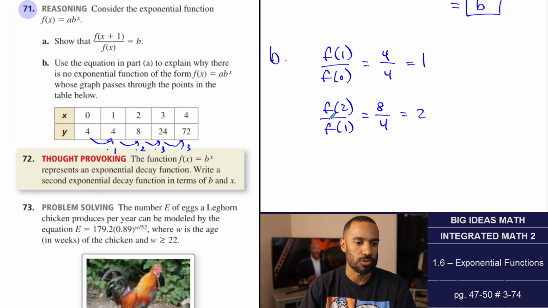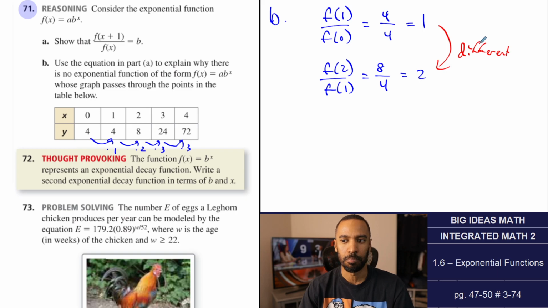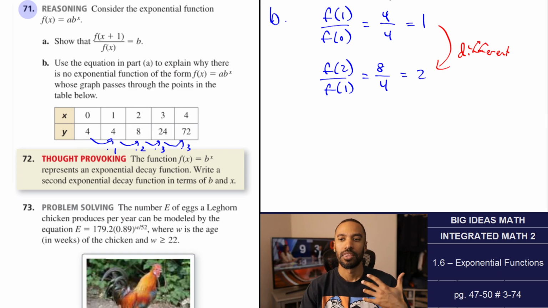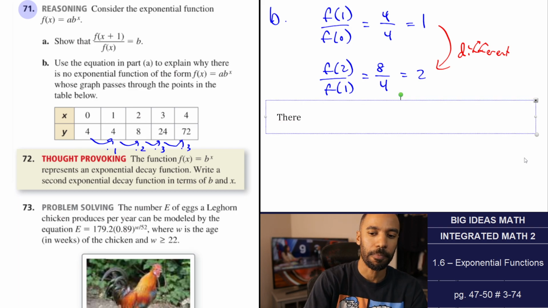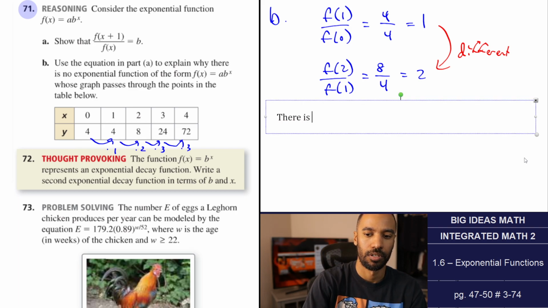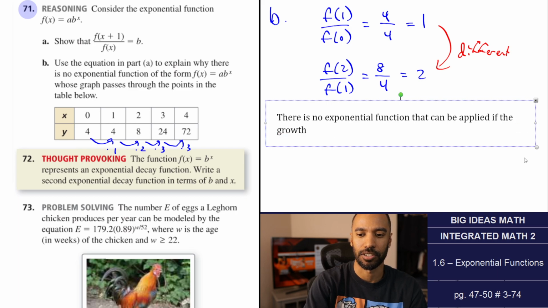I mean, you see these numbers. You saw them, what I told you what they were. These are different. It's not a single b value. So there is no exponential that can apply if you don't have a constant growth factor. The other one's times 3, and then there's a times 3 again. But there is no exponential function that can be applied if the growth factor is not constant, which this is not.